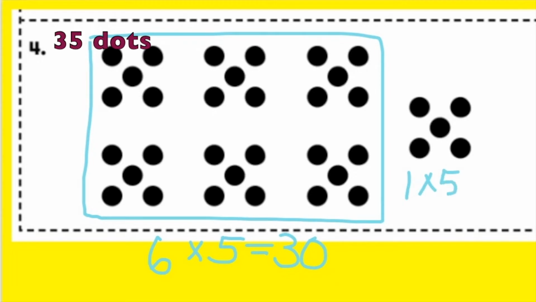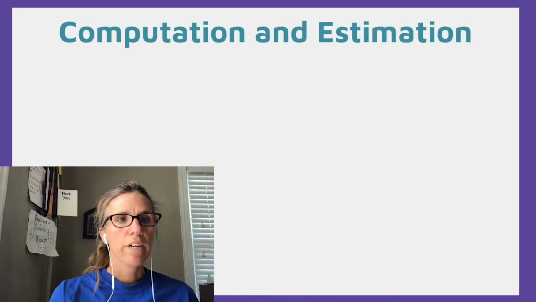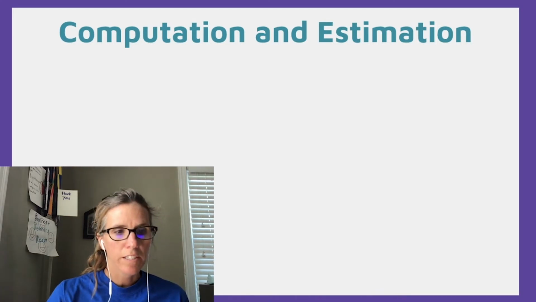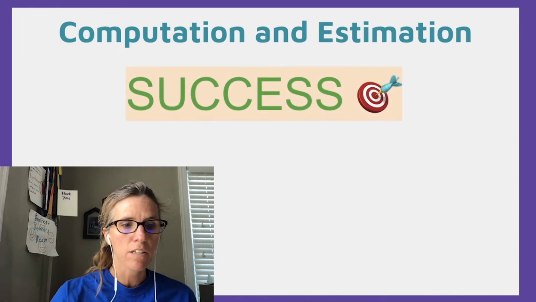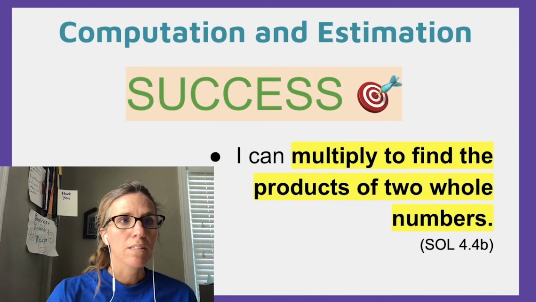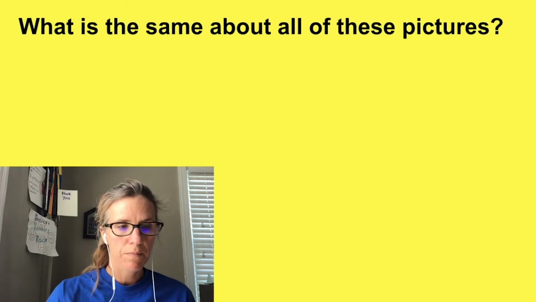And there's a 5, and that equals 5, and 30 plus 5 equals 35. The strand of math that we're going to be working on today is within the computation and estimation strand. We know we will be successful if we can multiply to find the product of 2 whole numbers.